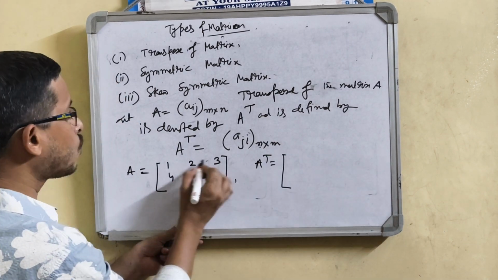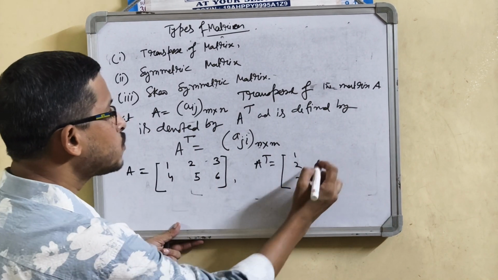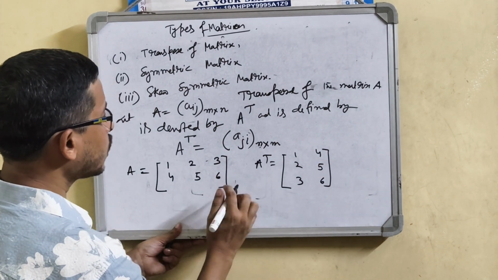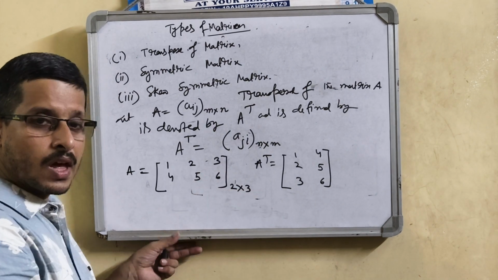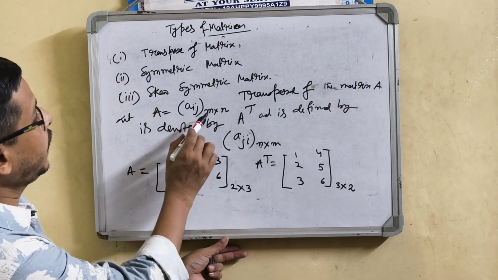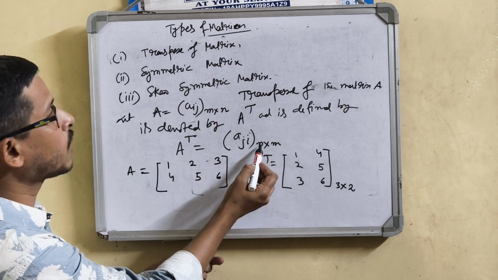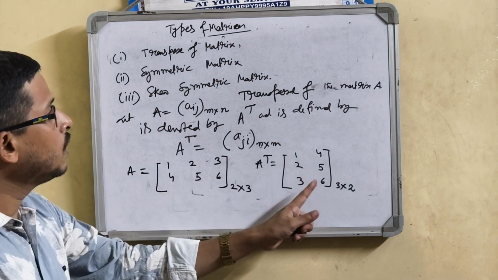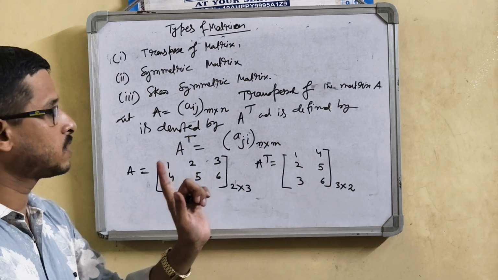The first row 1, 2, 3 should be the first column, and the second row 4, 5, 6 should be the second column. Here the order of the given matrix is 2 rows and 3 columns, and the transpose has 3 rows and 2 columns. So for the given matrix m by n, with m rows and n columns, after taking the transpose it will be n rows and m columns, just reversed. This is the way to find the transpose of a given matrix.